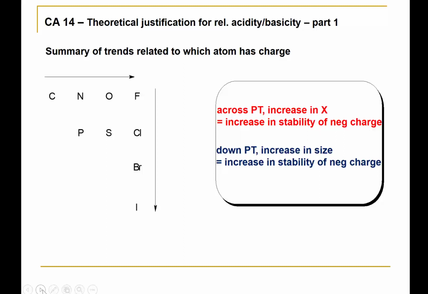Now we compared carbon, nitrogen, oxygen, and fluorine across the periodic table, but you can also compare phosphorus, sulfur, and chlorine. And then down the periodic table, we compared fluorine, chlorine, bromine, and iodine, but you can also compare oxygen and sulfur, and nitrogen and phosphorus. Of course, the sulfide, the negative 2 charged sulfur, would be more stable than the oxide. And in turn, phosphide, negative 3 charge, would be more stable than the negative 3 charged nitride.